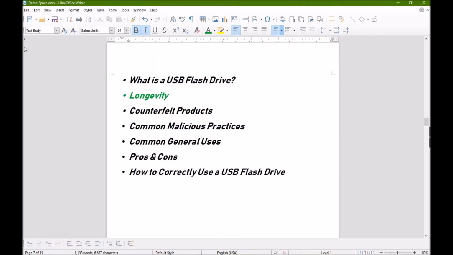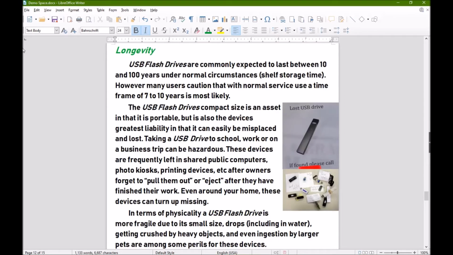Next, let's look at some comments about the longevity of these devices. USB flash drives are commonly expected to last between 10 and 100 years under normal circumstances or shelf life storage time. However, many users caution that with normal service use, a time frame of 7 to 10 years is most likely. The USB flash drive's compact size is an asset in that it is portable, but is also the device's greatest liability, and that it can easily be misplaced and lost.